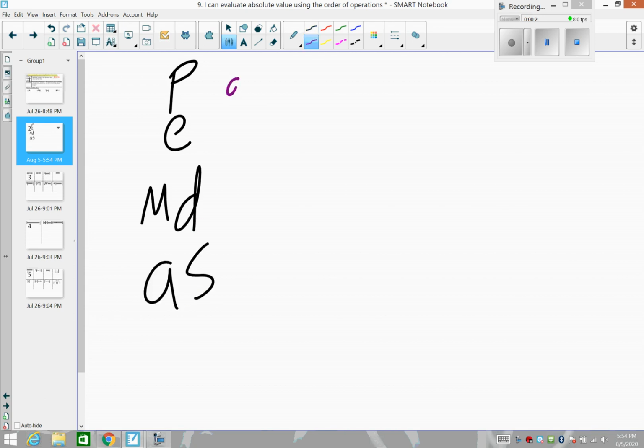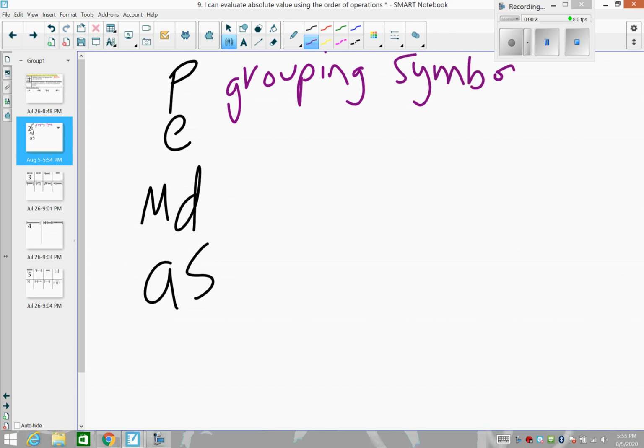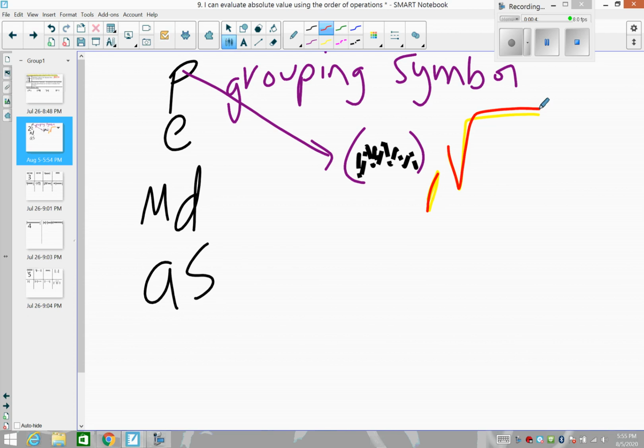And we know that this is what's called a grouping symbol. We talked about that. You've always known that parentheses are a grouping symbol, so you always have to do all the stuff on the inside of the parentheses. In our most recent lesson, we learned that the square root is also a grouping symbol, so you have to do all the stuff on the inside.